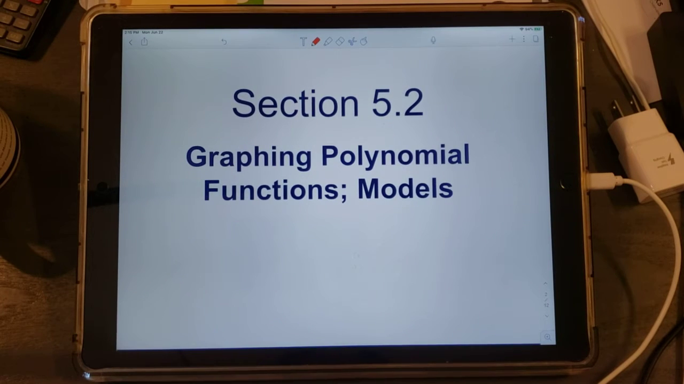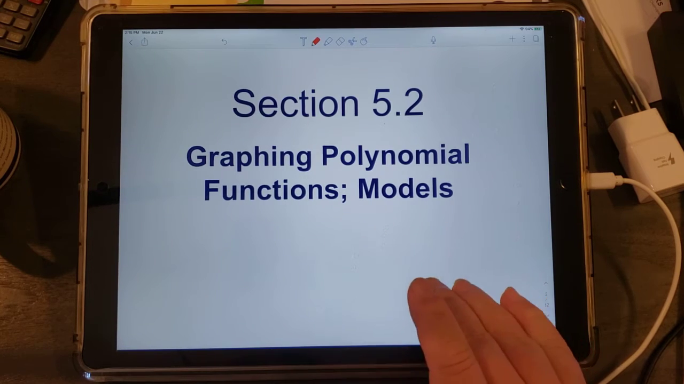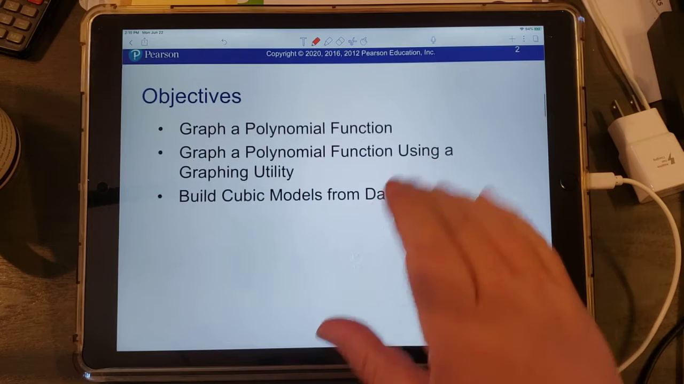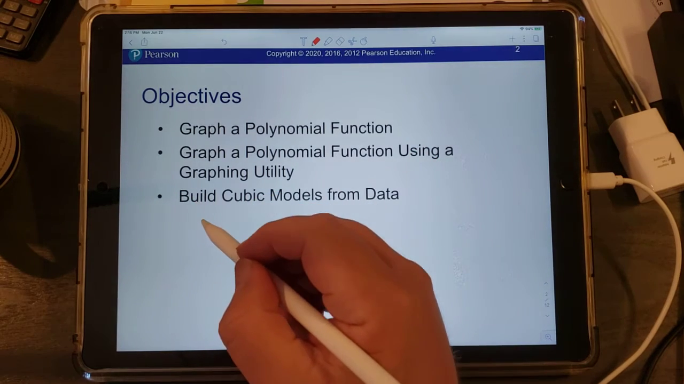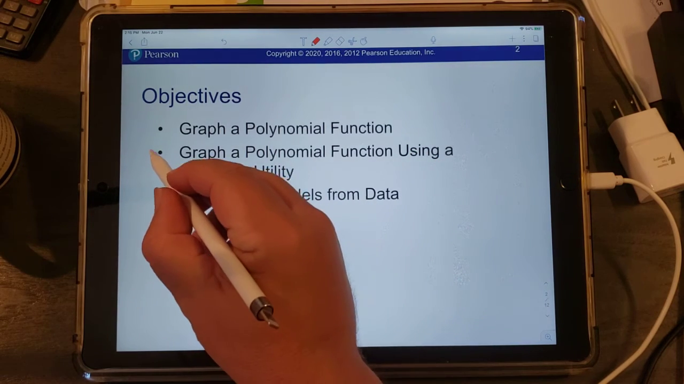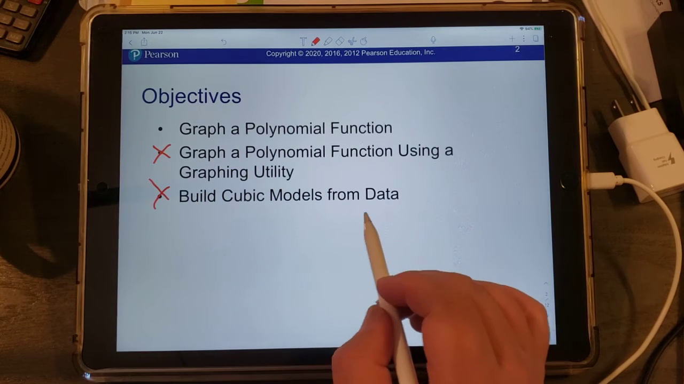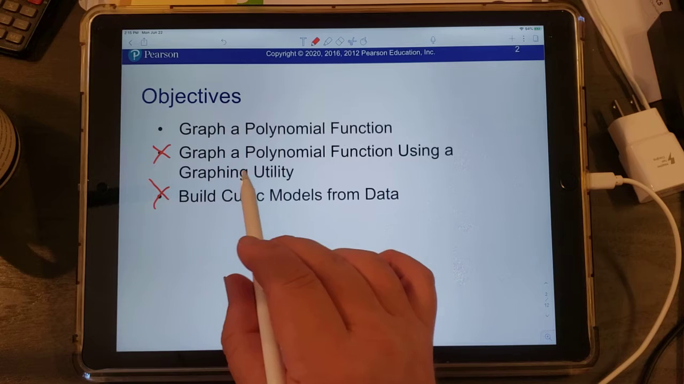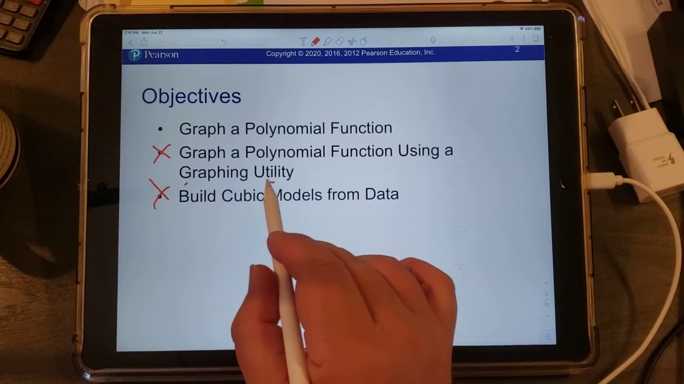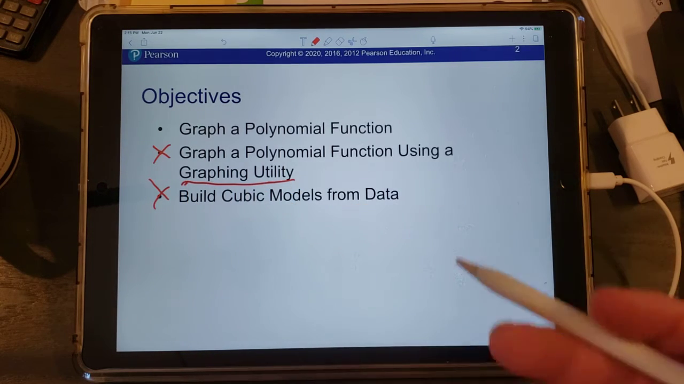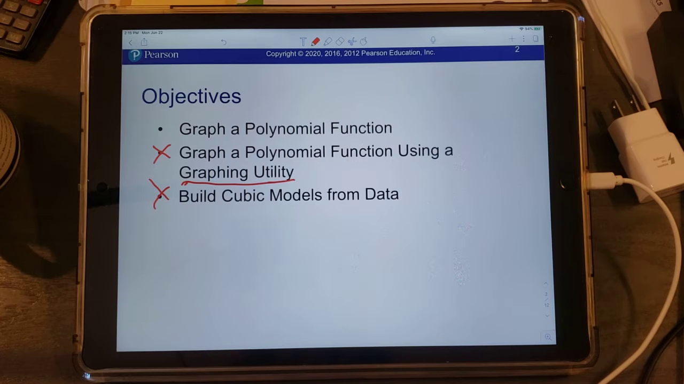All right, we're going to do, well, part of 5.2. So section 5.2, well, I'm going to get rid of these two. We're not going to build cubic models, and we're certainly not going to use a graphing calculator unless you have one and you want to.